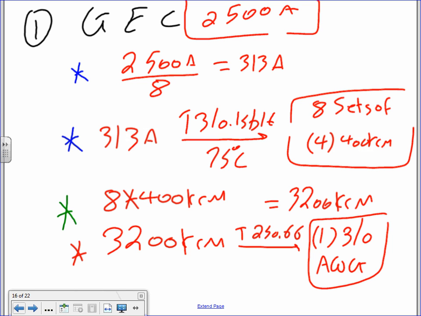No matter how big you are, that's the largest, the minimum that you are allowed to pull. Can you pull bigger than that? Yes, but that's your minimum.